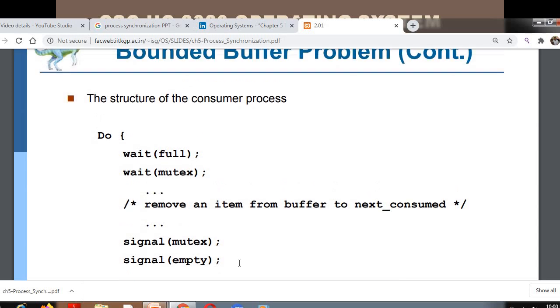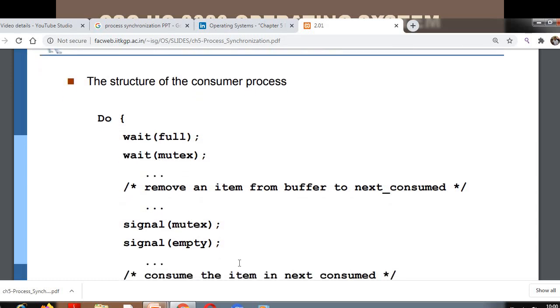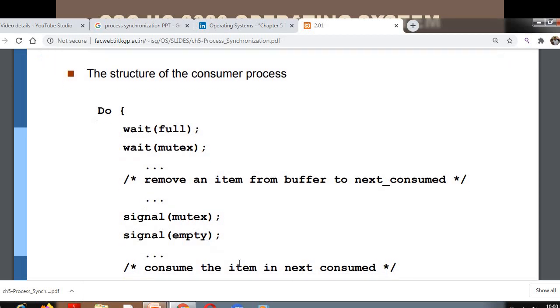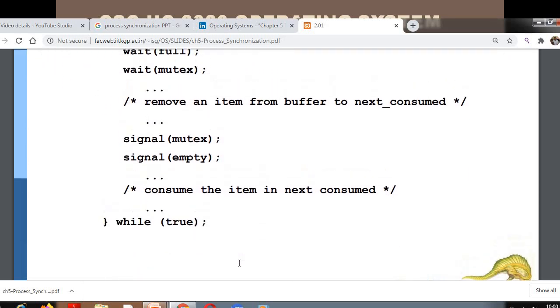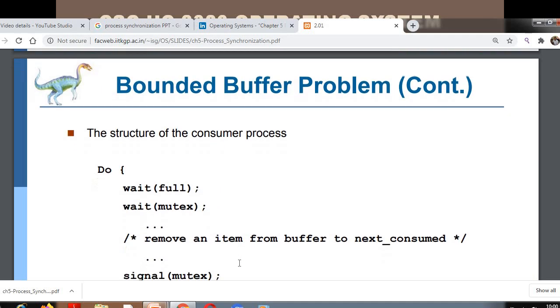Now the consumer process: do, wait(full), wait(mutex), remove an item from the buffer to next_consumed, signal(mutex) and signal(empty), then consume the item in next_consumed, while true. So this is the consumer process.